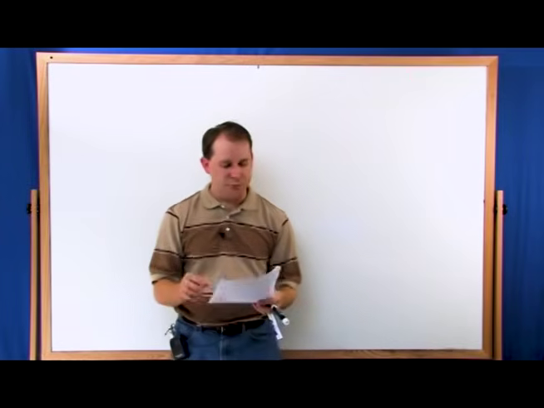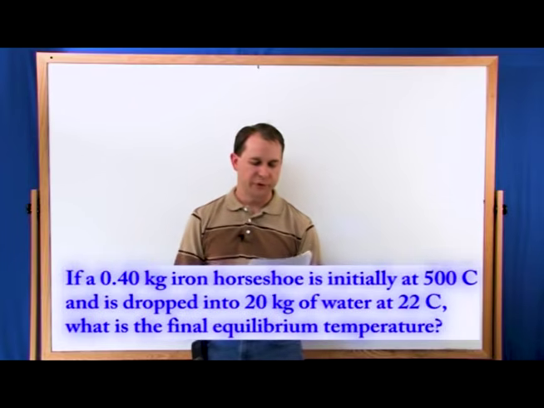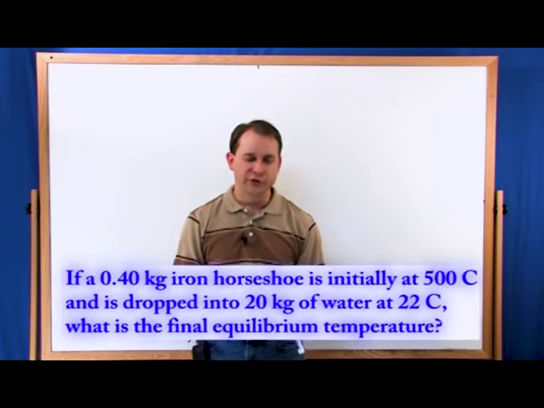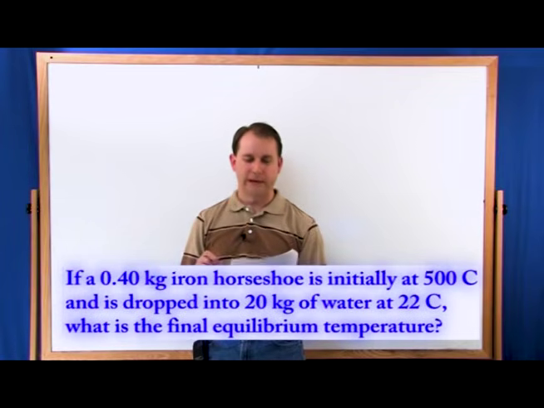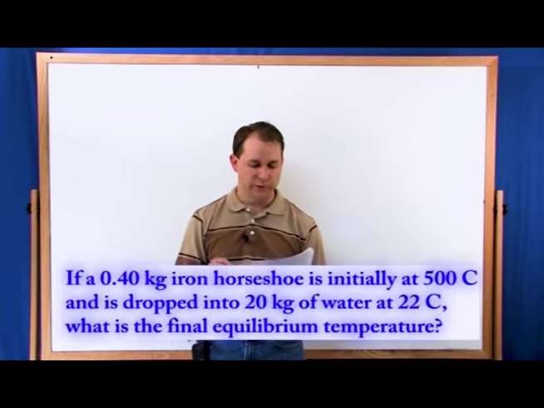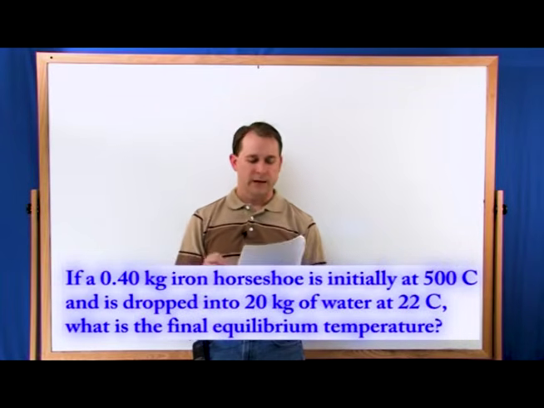Okay, let's work our next problem. It says a 0.4 kilogram horseshoe, iron horseshoe, mind you, that is initially at 500 degrees Celsius is dropped into a bucket containing 20 kilograms of water at 22 degrees Celsius. What's the final equilibrium temperature of the system there?